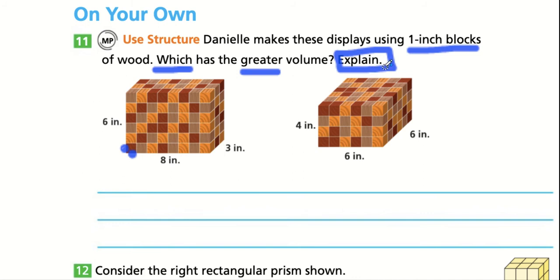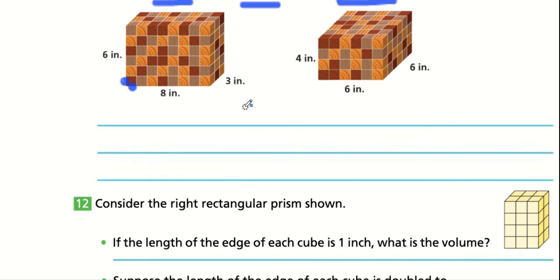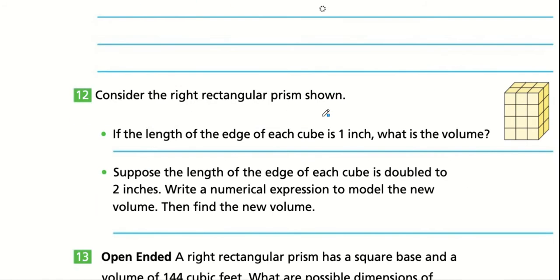And then tell me why. And you would say, because block blank has this as its volume and block blank has this as its volume. Okay? And then don't forget inches, and then we're going to cube. Okay? Because we're multiplying 3 different things.